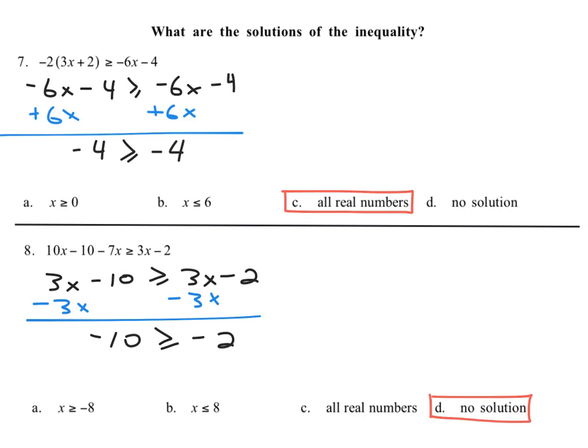Okay, so you can always do that with these when they're the same on both sides to eliminate the variable and see whether the remaining statement is true. If it's true, it's all real numbers. If it's not true, like number 8, it's no solution.